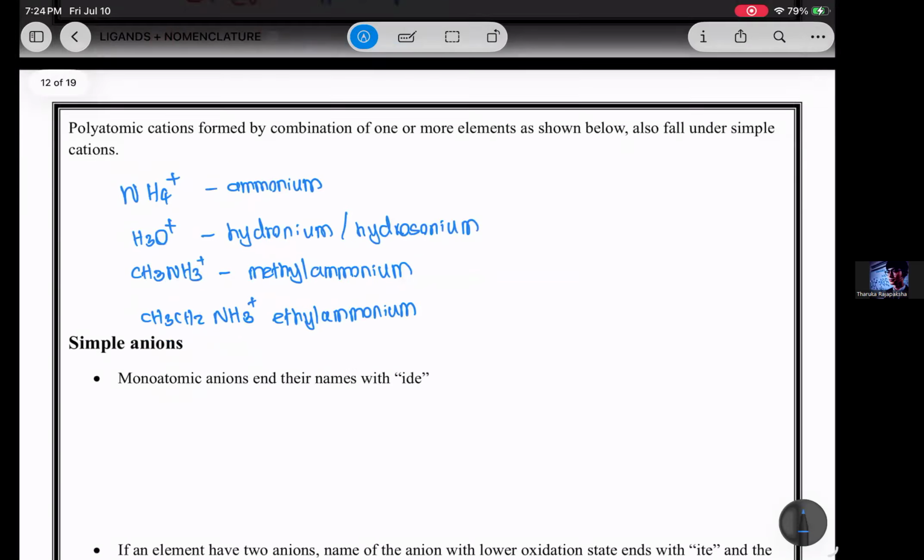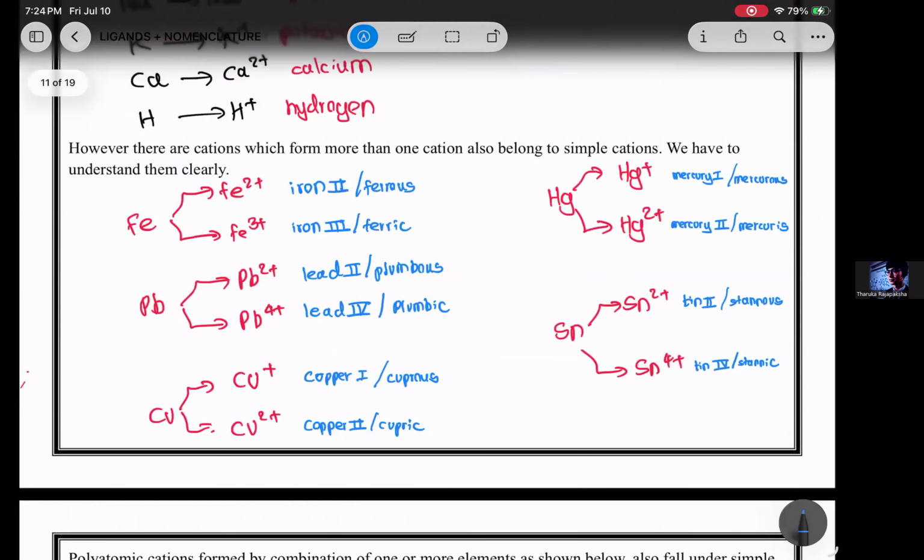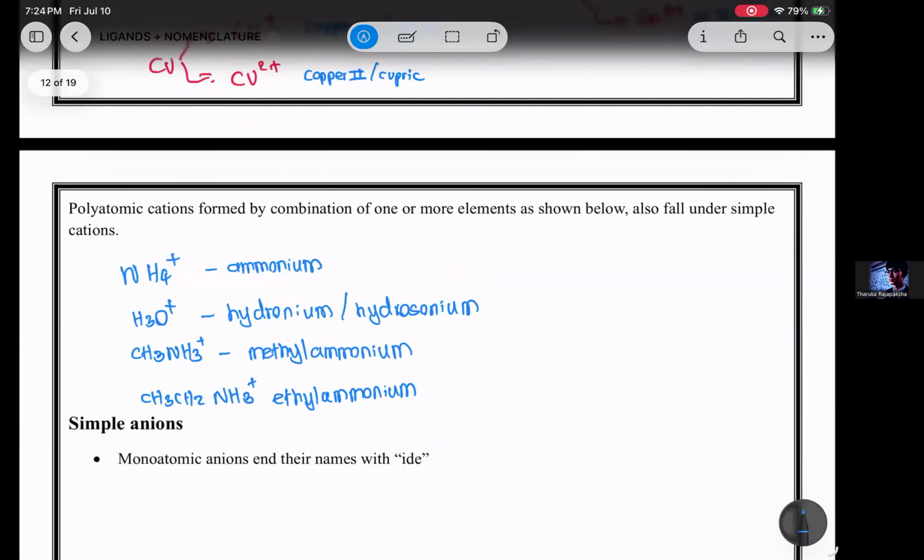Then you have simple anions. Okay, write these things quickly.